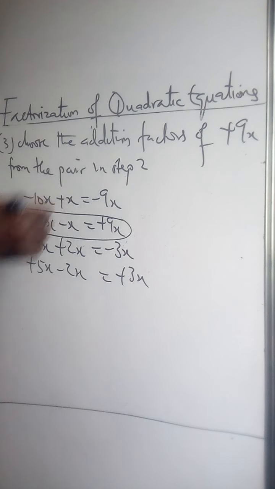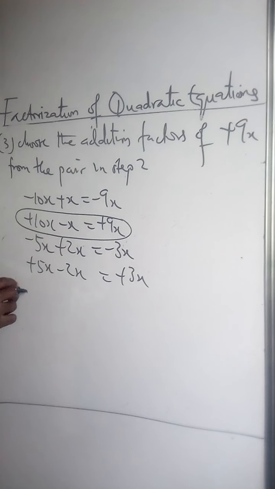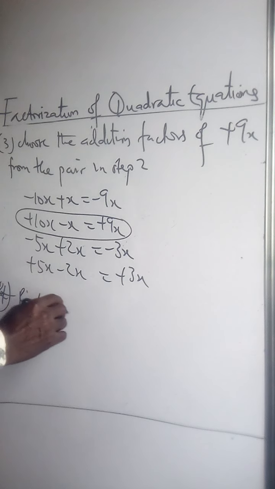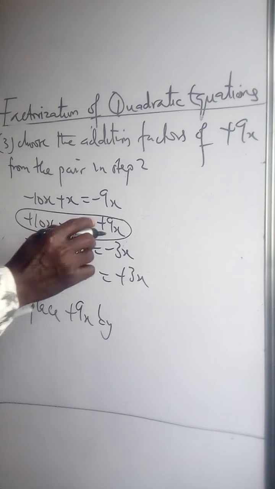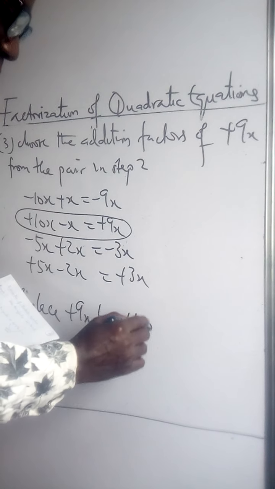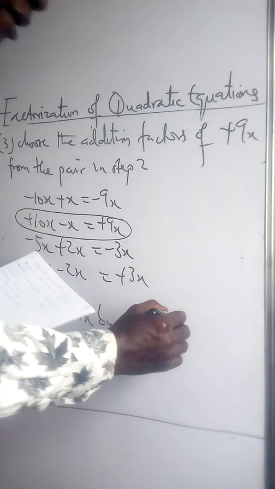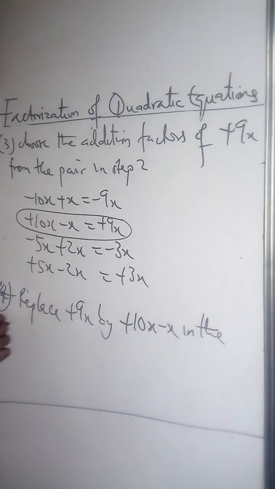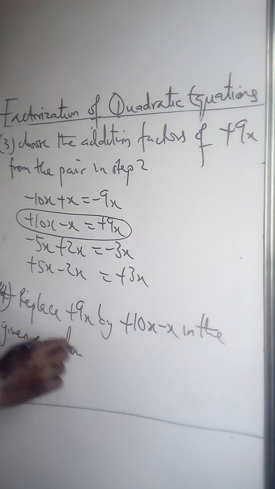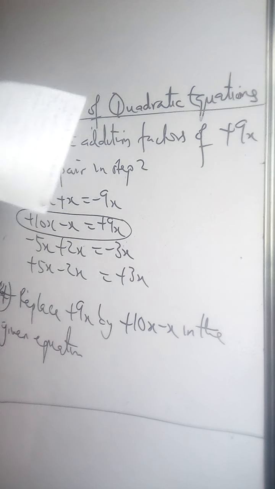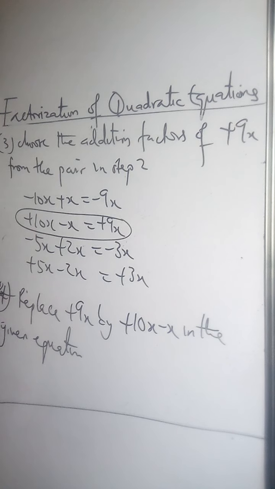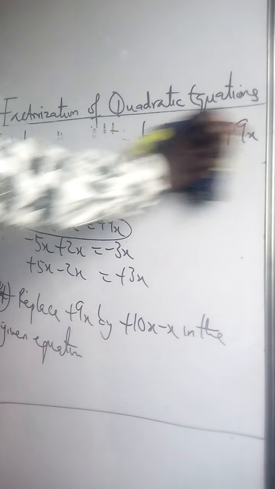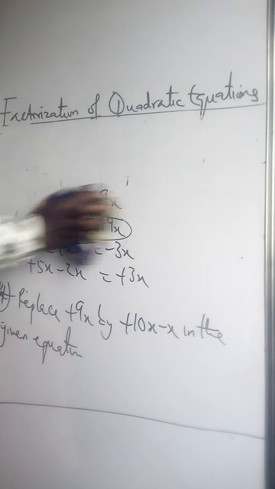So what do we now do? We now replace. That's step 4. Replace plus 9x by plus 10x minus x in the given equation. How do we go about that? Let's quickly look at that.